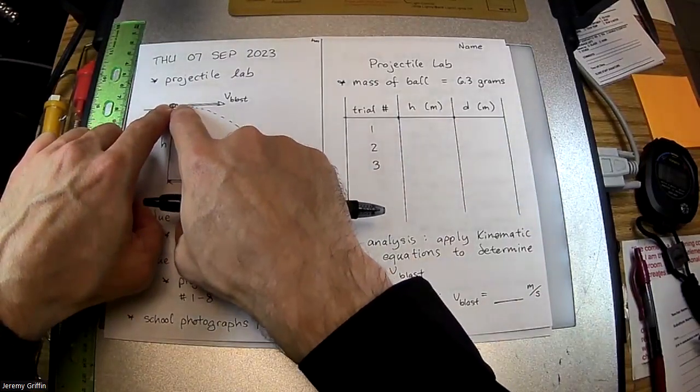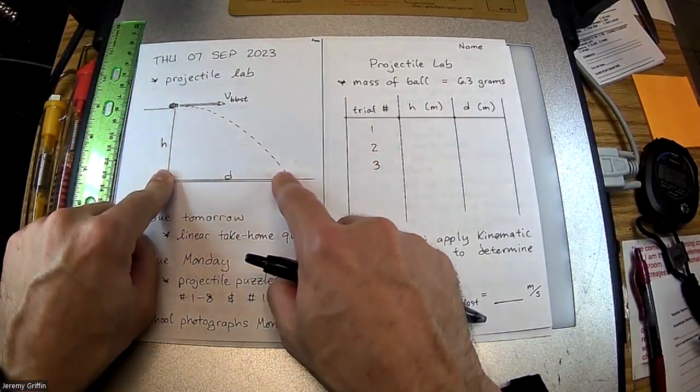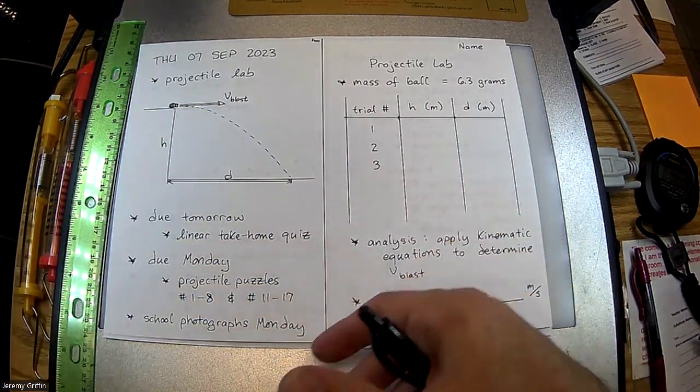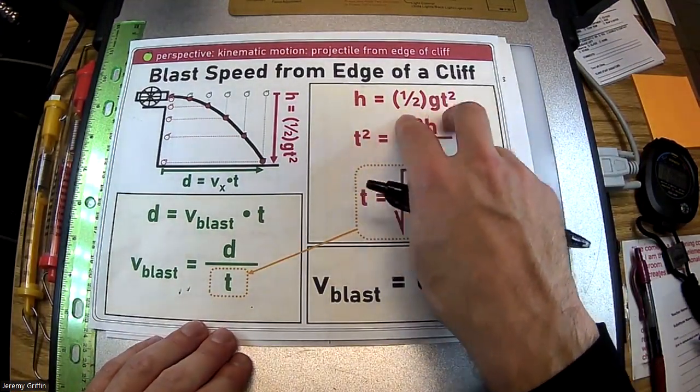What if you blasted a ball horizontally and you dropped a ball at the same time? Would those two balls hit the ground at the same time? They sure would. So we have the same equation set up for those, and that's this right here: H equals 1/2 GT squared. Now you can use this to solve for the time of fall.